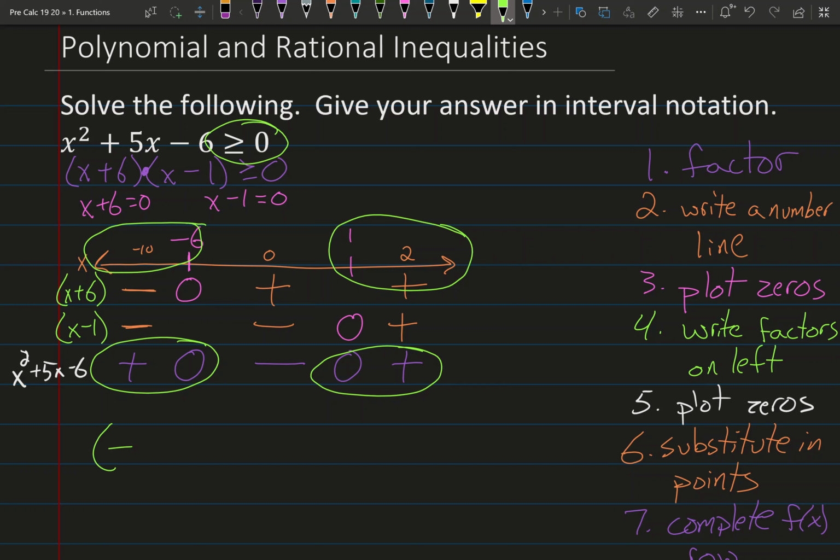So over here it goes between negative infinity and negative 6. We'll use the square brackets because it's greater than or equal to 0. So at x equals negative 6, the expression is equal to 0, so it counts and is included. Same thing over here at 1. We go from 1 to infinity.